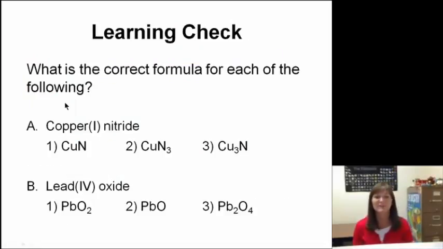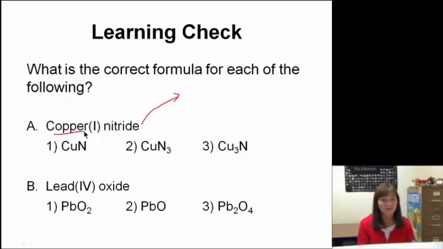So here's a learning check. What is the correct formula for each of the following? Go ahead and pause this video, see if you can do this. Now remember, I tried to warn you that a lot of students try to go directly from the name to the formula, and I don't recommend doing that. Whenever you have an ionic compound, I recommend that you first write out your ions.